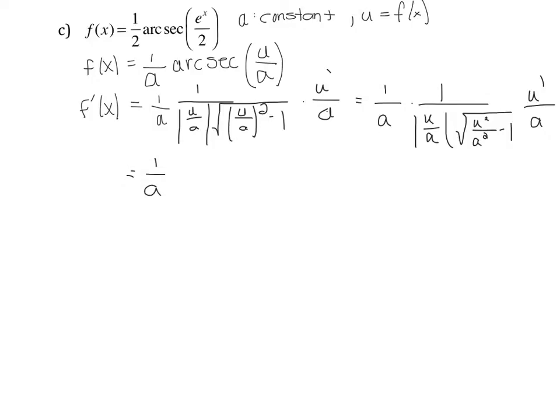Okay, and our procedure is going to be the same. We're going to get a common denominator in this fraction down here. So u over a, and then we'll have the radical. The common denominator for the expression in our radical is a squared. So instead of writing 1 as 1, we will write 1 as a squared over a squared so that we can write u squared minus a squared all over a squared. And then we still have u prime over a.